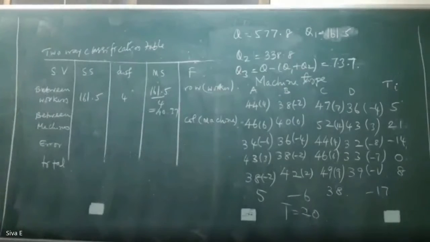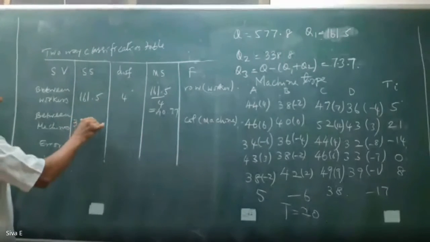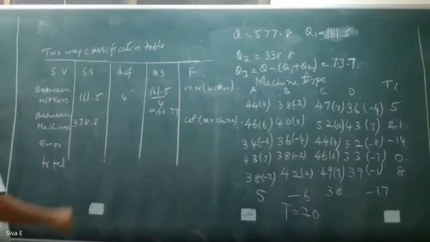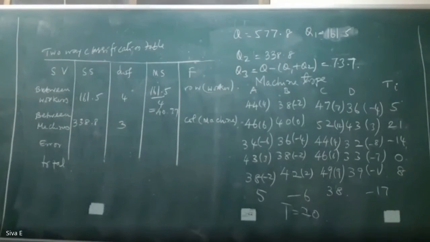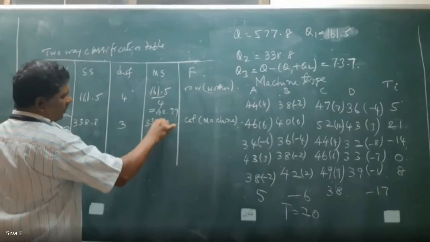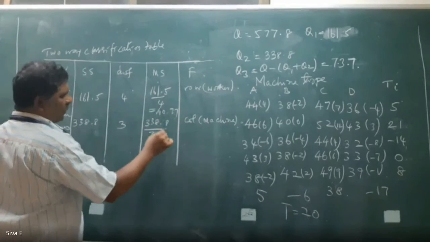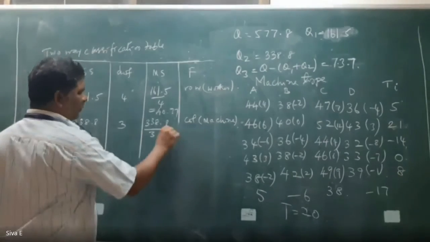Next one is between machines. Between machines is 338.8. Degrees of freedom is number of columns minus 1. Number of columns 4, minus 1, 3. So 338.8 by 3 equal to 112.83.